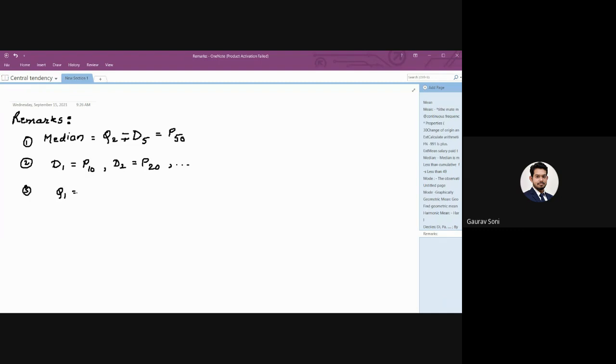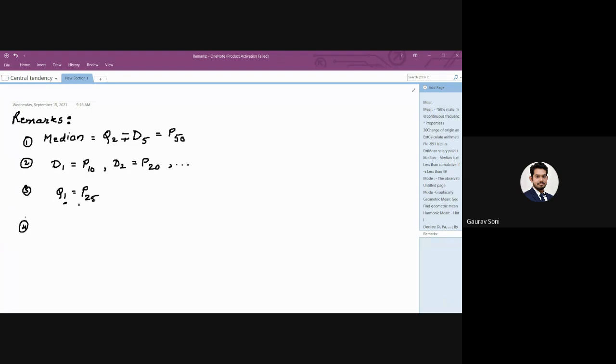Q1 is equal to which percentile? 25th, exactly. You are dividing 100 into four parts, thus taking 25. If you want to go by the mathematical way, you can take the formula for P25 and simplify it. You will get the formula for Q1.